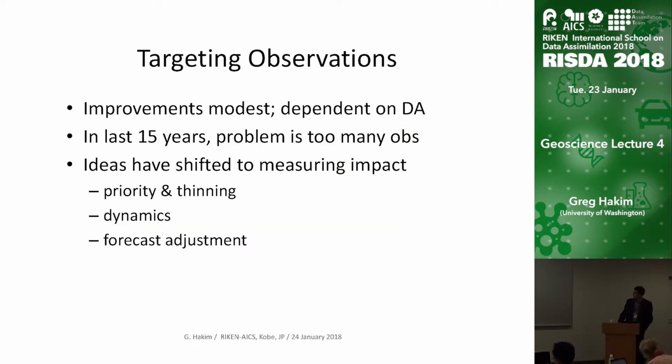Real money was spent on doing this. But I would say that the improvements, even when they were working, were relatively modest. And as I said, they depend on the data assimilation. And in the last 15 years, the problem has shifted from finding the best location to having too many measurements. We have a lot of measurements now, mostly space-based from satellite radiances. So we're getting more into thinking about priority and thinning. And I'm interested in using these tools for the dynamics of the system and something I'll call forecast adjustment, which I'll talk about in a moment.